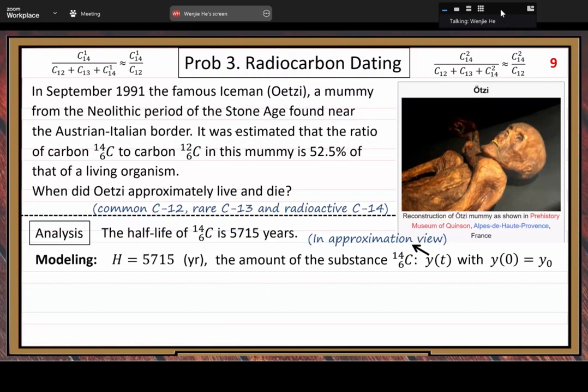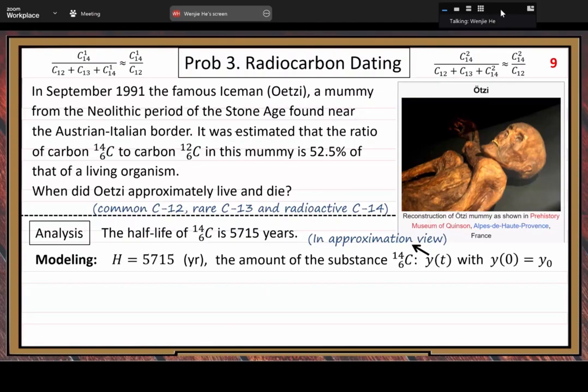Based on the question, the relationship between those 2 ratios is given: 52.5%. So the ratio of carbon-14 to carbon-12 in this mummy is 52.5% of the other ratio, the ratio of the living organism. One is 52.5% of the living one.